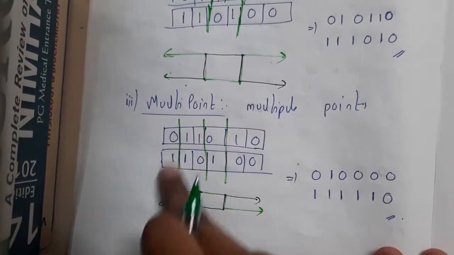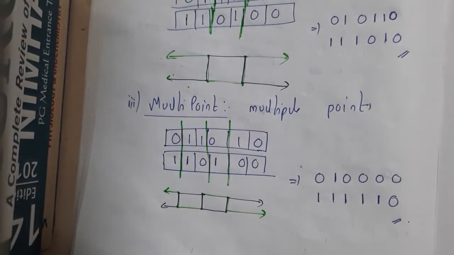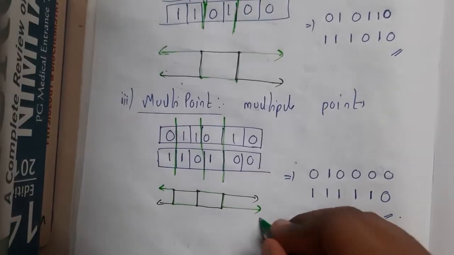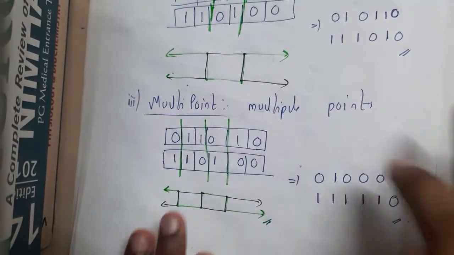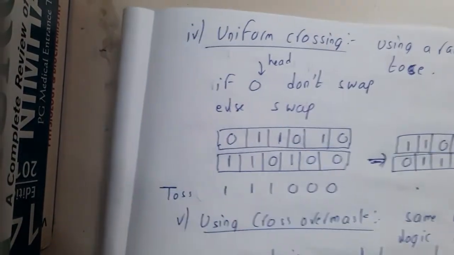Similarly, multi-point crossing. Here I will be drawing multiple lines, 100 lines, 200 lines, based on the input size. So this is all about crossing. Similarly, we have a few more crossings.